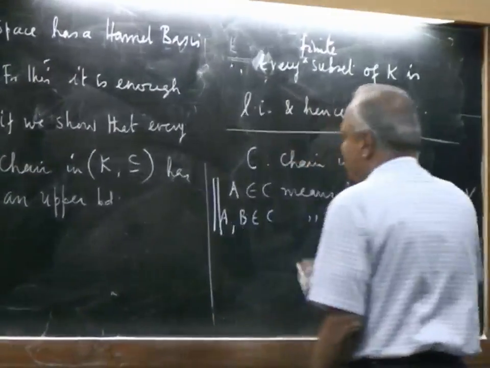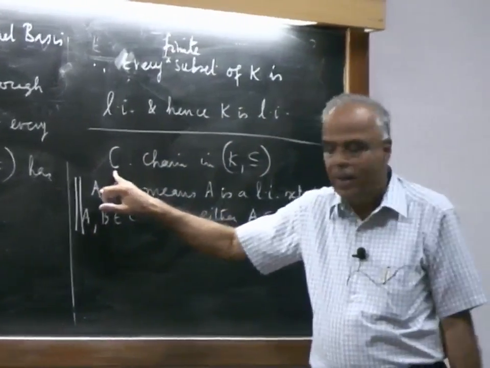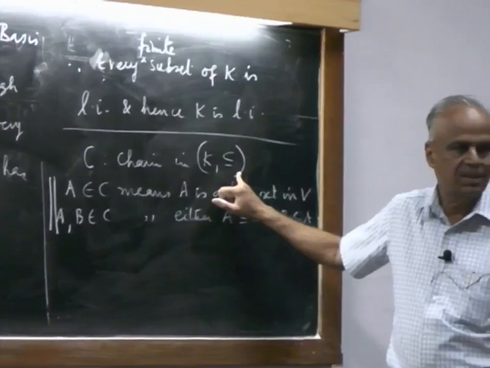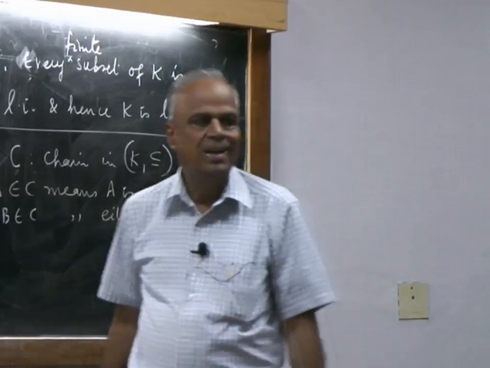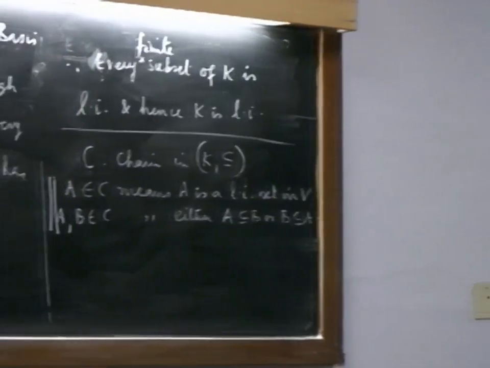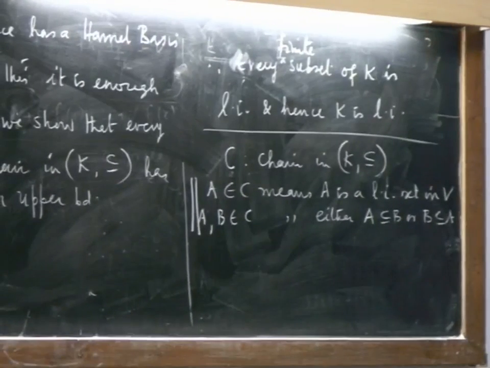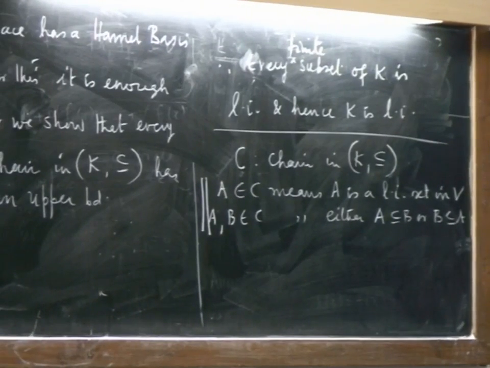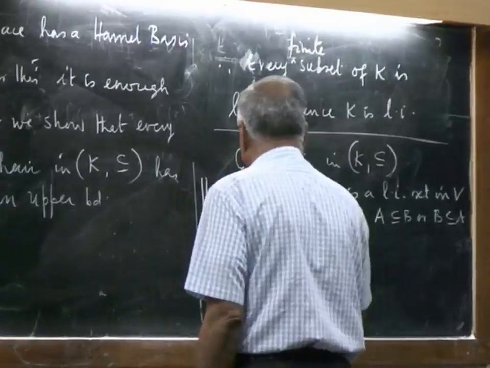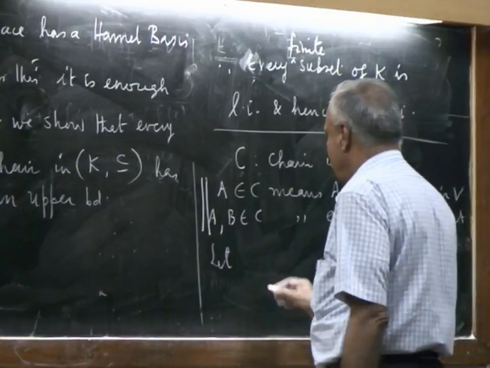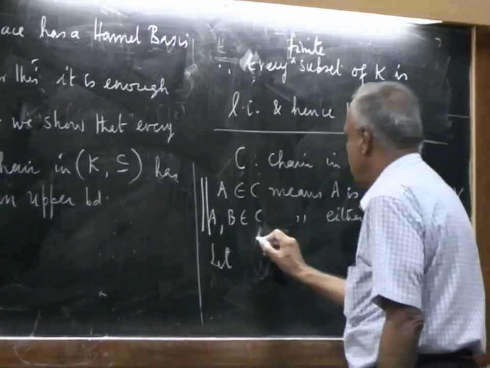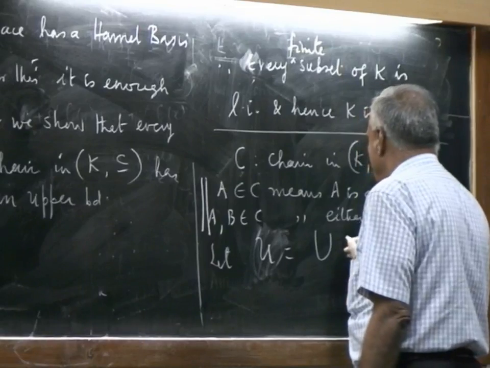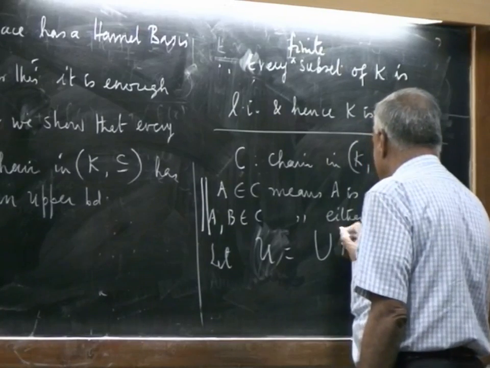That means everybody here must be a subset of this. I want to find a set such that everybody here is a subset of that. Can you think of such a set? Simply take the union of all of them. So let u, a small u, be the union of all the sets in C.